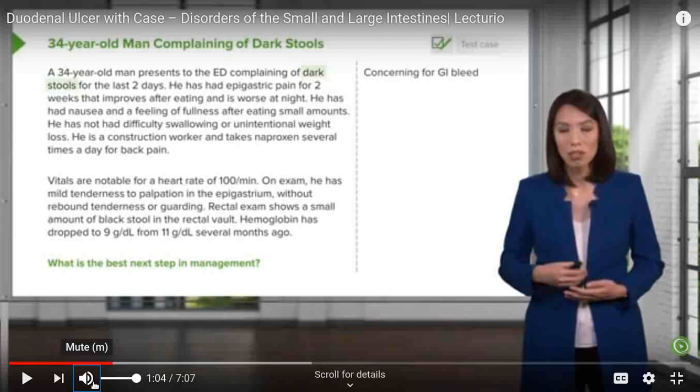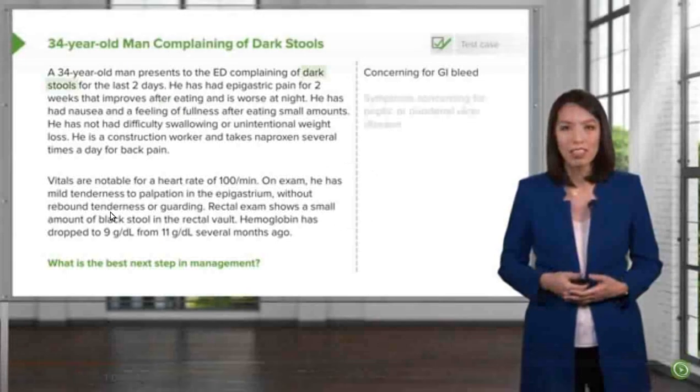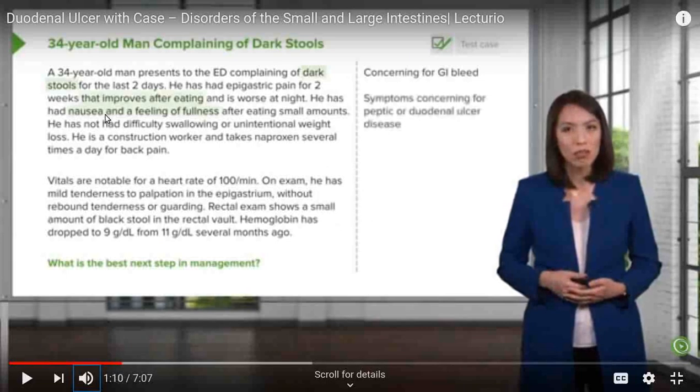So once the patient was presented with these symptoms, examination was done. Okay, so that's what is given in the next paragraph. Vitals are notable for a heart rate of 100 per minute. On exam, he has mild tenderness to palpation in the epigastrium without rebound tenderness or guarding. Rectal exam shows a small amount of black stool in the rectal vault. Hemoglobin has dropped to 9 gram per deciliter from 11 gram per deciliter several months ago.